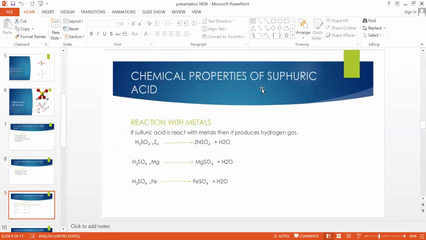And now the chemical properties of sulfuric acid. Reaction with metals. If sulfuric acid reacts with metals, then it produces hydrogen gas, like H2SO4 plus Zn produces ZnSO4 plus H2. H2SO4 plus Mg produces MgSO4 plus H2. Next, H2SO4 plus Fe produces FeSO4 plus H2.